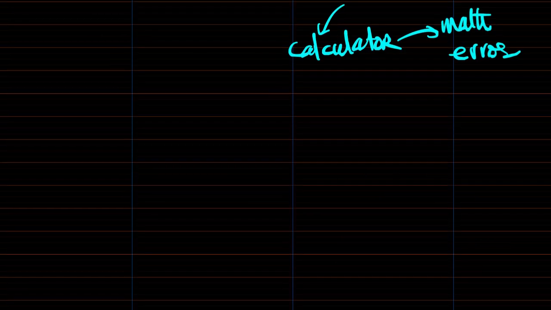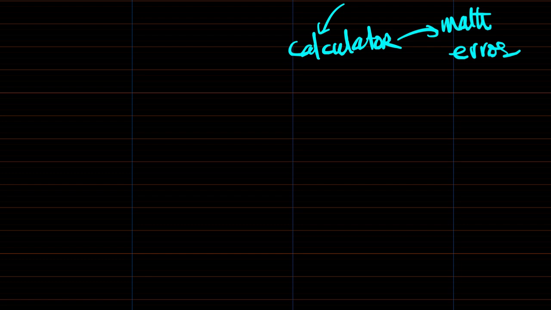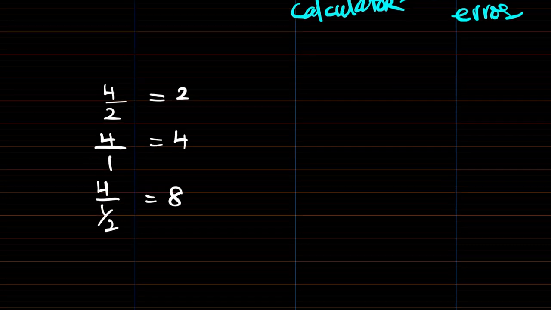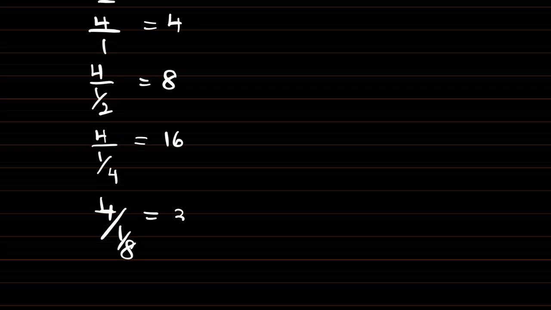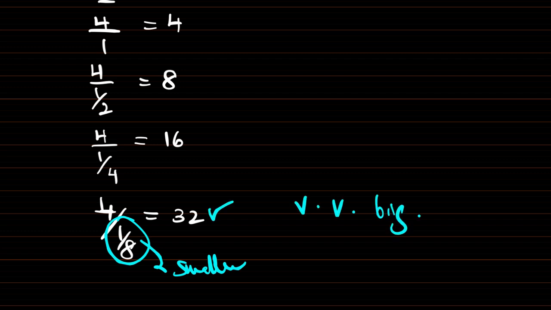Actually, let me just explain one more thing. Let's say I have a number 4. I divide by 2, I get 2. 4 divided by 1, I get 4. 4 divided by half, I get 8. Look at the pattern. 4 divided by 1/4 comes out to be 16. 4 divided by 1/8 comes out to be 32. That means if the top number is fixed and the bottom number gets smaller and smaller, the result gets very, very big. And yes, sometimes we use the terminology infinity also.